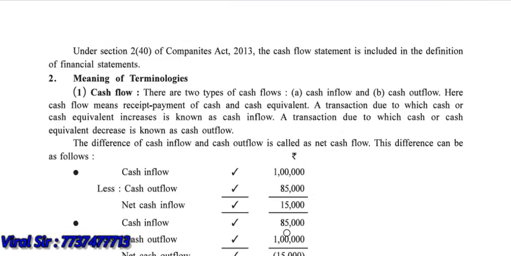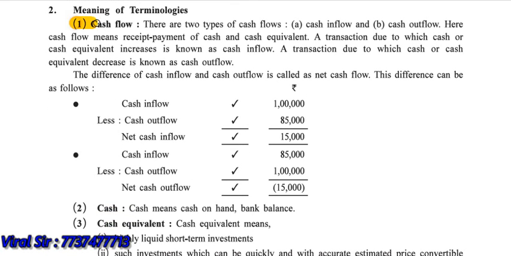Now, terminologies. The first terminology that we need to understand is cash flow. There are 2 types of cash flow: cash inflow and cash outflow. Cash flow means receipt and payment of cash and cash equivalents. Now we all know what cash is, but what is cash equivalent? That we are going to learn in the next topic. When cash increases in the business, it is known as cash inflow. And when cash decreases, it is known as cash outflow.